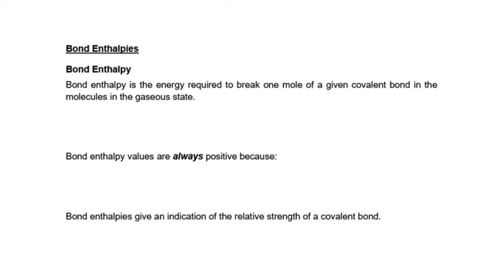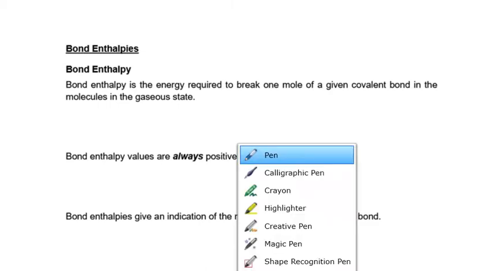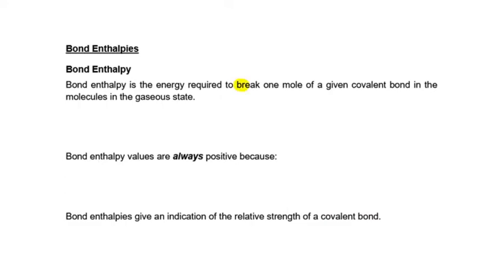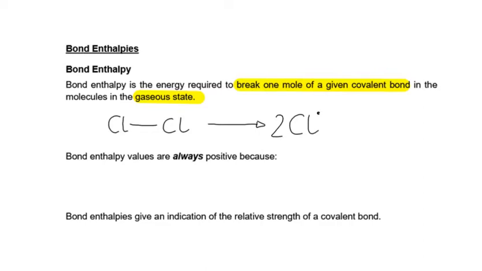It's the energy required to break a bond, 1 mole of a bond, in the gaseous state. So we need to be very, very careful. If I were to look at this chlorine molecule, remember that chlorine is a diatomic molecule. If I was to look at it like that, there is 1 bond there. And if I were to break that bond, I would end up with 2 chlorine radicals.